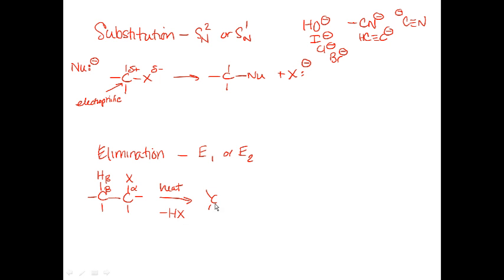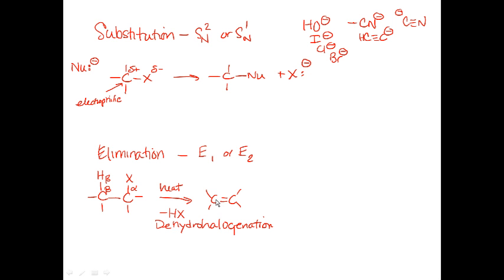And I'll end up forming a carbon-carbon double bond. So elimination means that I lose HX. This is often called a dehydrohalogenation, because I'm losing the hydrogen and the halogen. So for dehydrohalogenation, we end up forming an alkene.